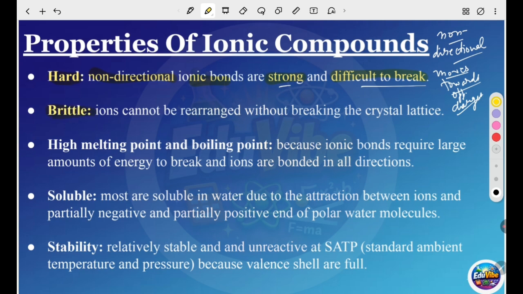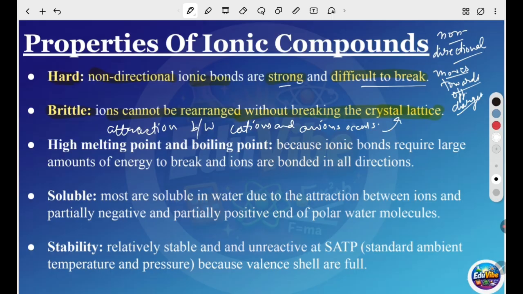Next is brittle. Brittle means the ions cannot be rearranged without breaking the crystal lattice. What is that crystal lattice? It is when the ions arrange themselves as a crystal lattice, where the maximum total attraction between the cations and the anions occurs. The maximum attraction happens when they arrange themselves.